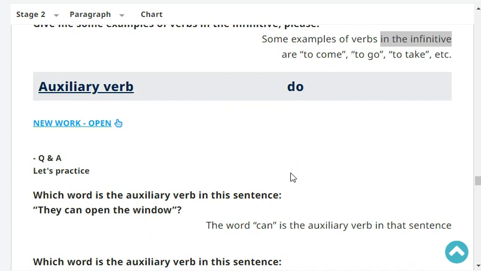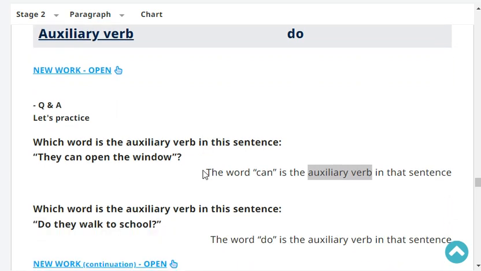Which word is the auxiliary verb in this sentence? They can open the window. The word is can. Can is the auxiliary verb in that sentence. Very good.